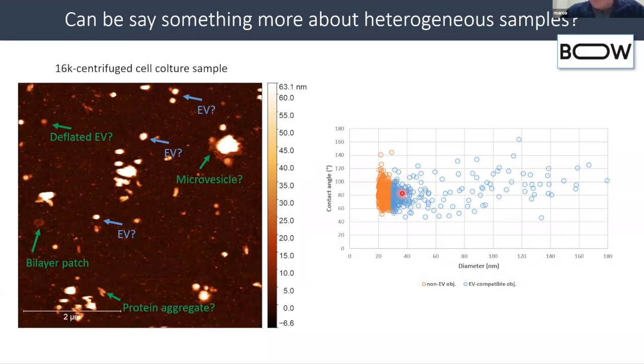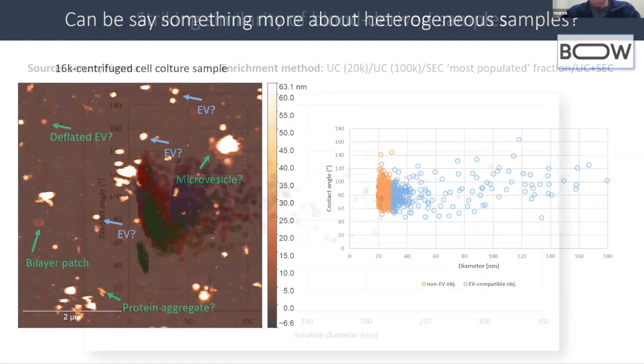But in general terms, we can just detect heterogeneity. We can say, okay, sorry, but in this sample, you also have something else in addition to EVs. It has this average dimension, this general size, but I don't know what this is, okay?